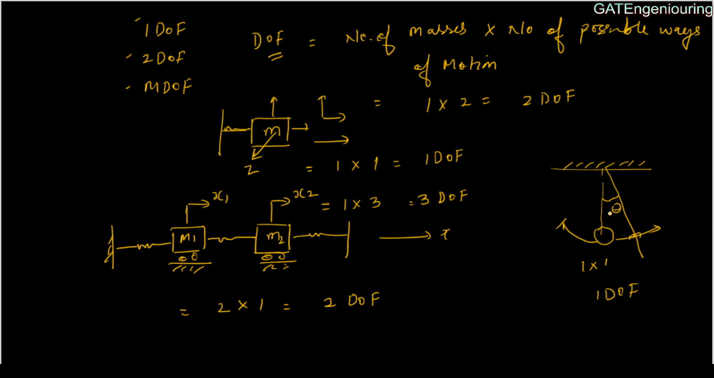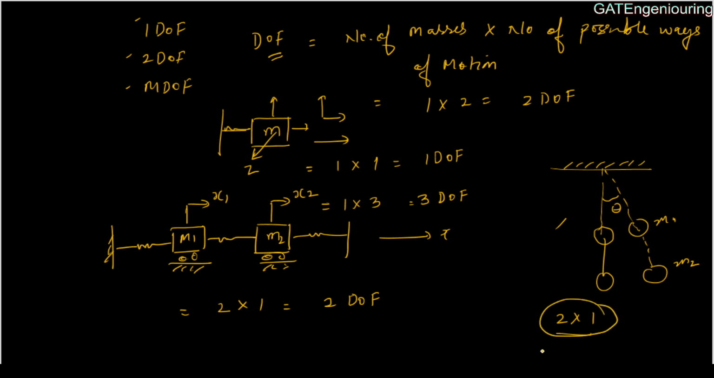Okay, but let's say there is one more mass added to this. So what would be the movement of this now? The movement would be something like this, m1, m2. Still the plane of motion is the same, so that means two masses multiplied with one possible way of motion. So again it is a 2 degree of freedom system.